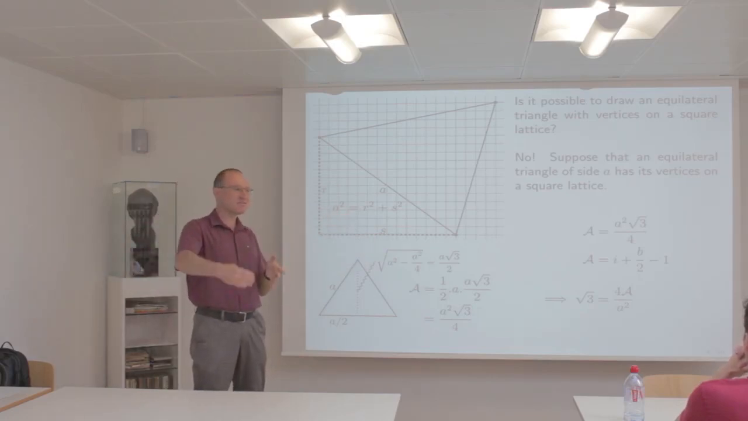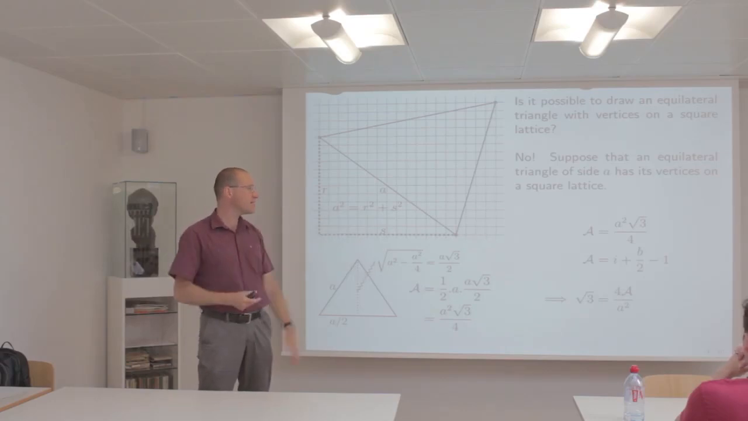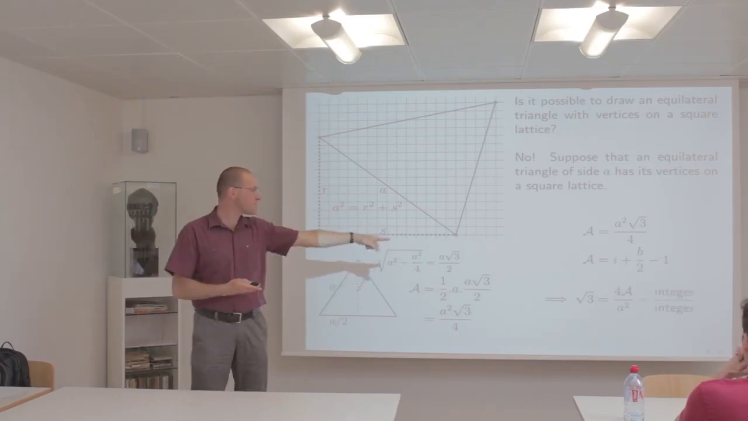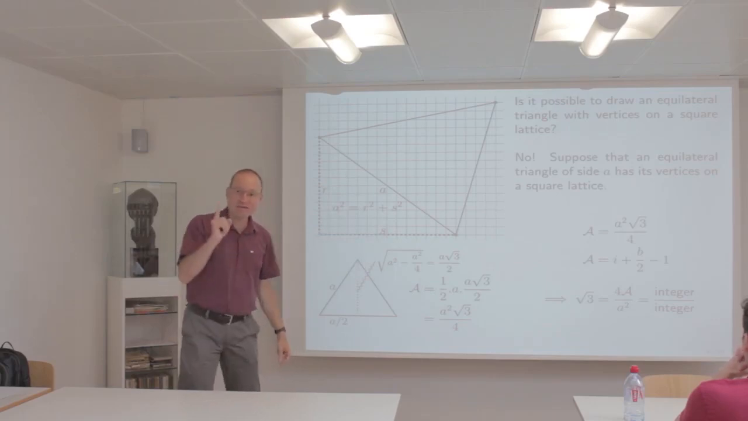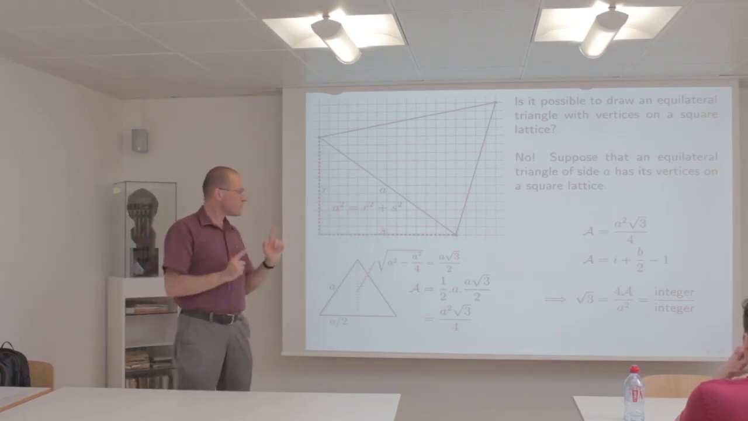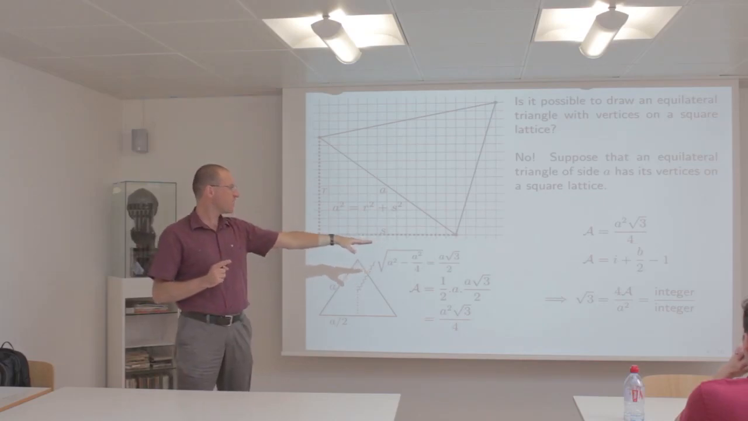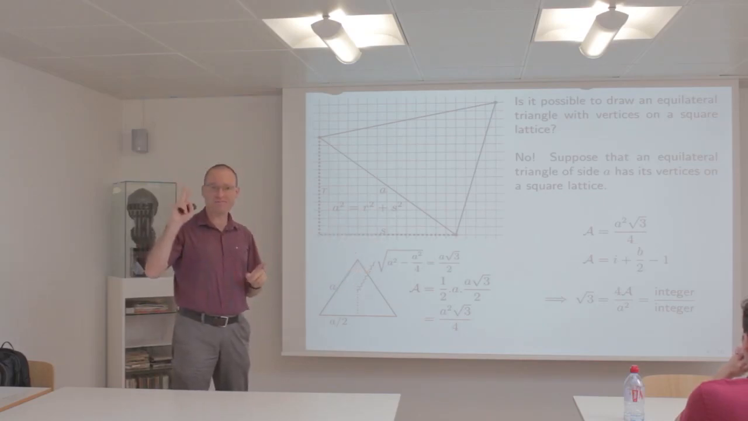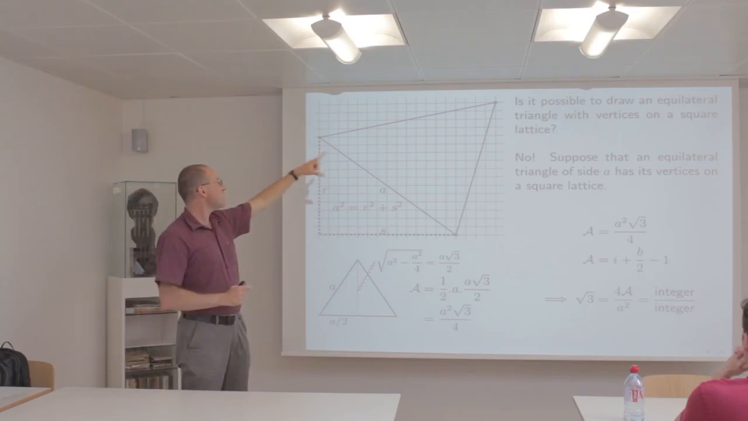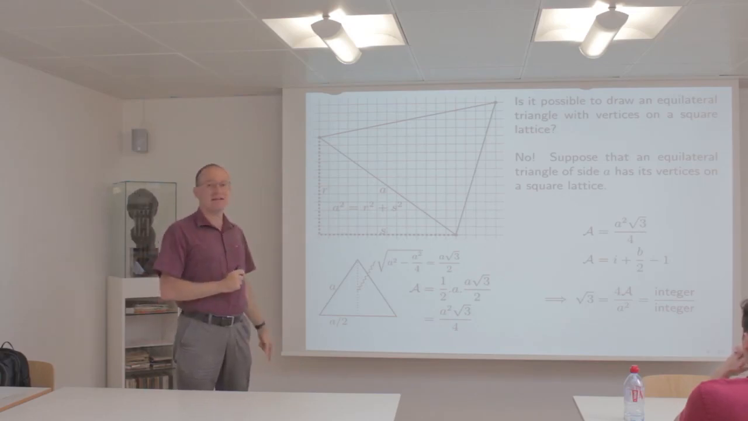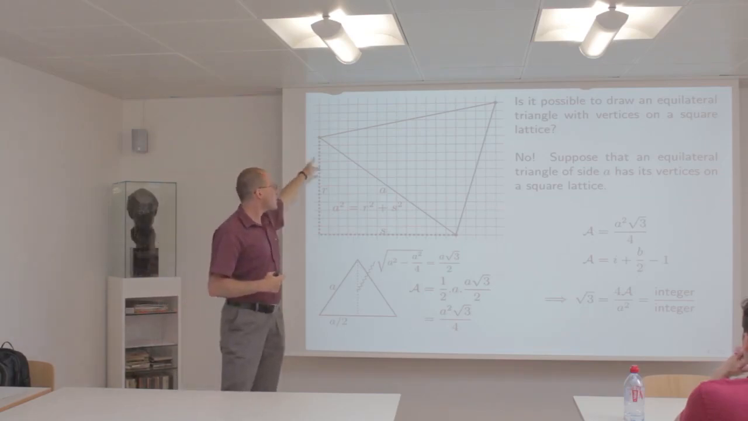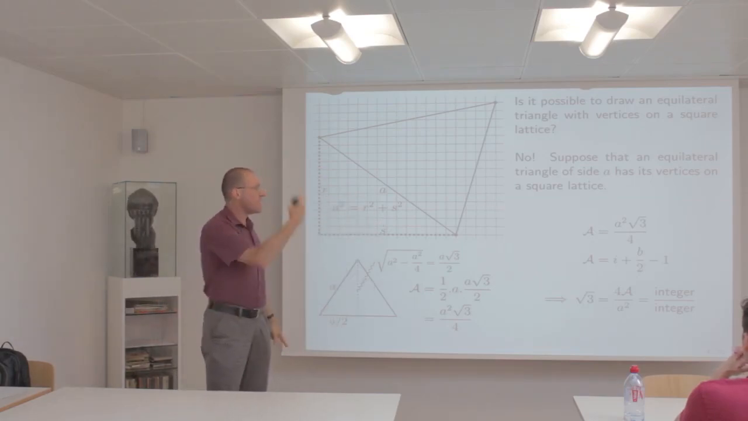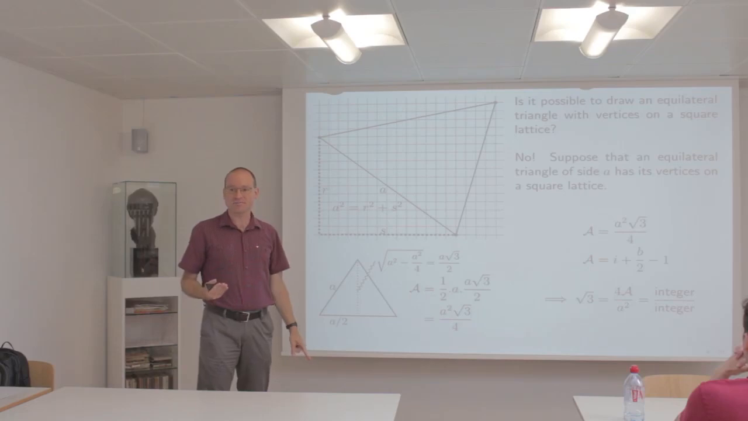The area is either an integer or an integer plus 0.5. 2 times the area is an integer. 4 times the area is an integer. And a squared is also an integer. Notice here, for this line, we have used twice that the triangle has vertices on the lattice. First, since it has vertices on the lattice, that's why a squared is an integer. That's why the denominator is an integer.